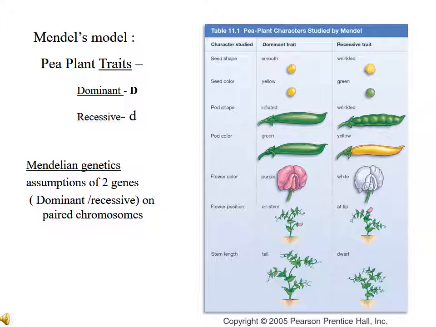Now, Mendel developed a very interesting model. The model he used was the pea plant. Traits or characteristics that were easily seen in the pea plant. Now, as you can see, the pea plant has a number of interesting traits. First of all, we can look at seed shape, which is a trait. The seed shape may be smooth or may be wrinkled. Seed color may be yellow or green.